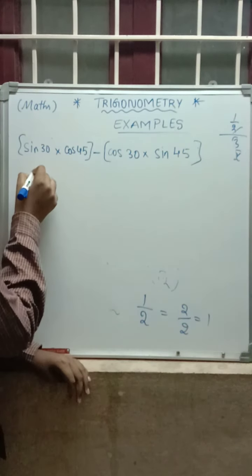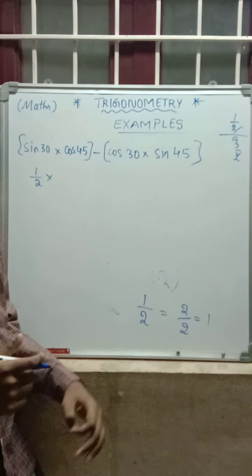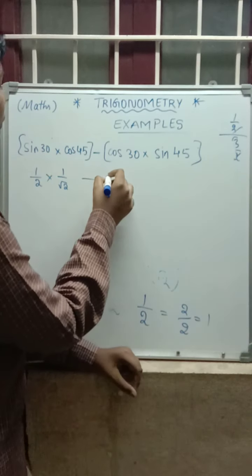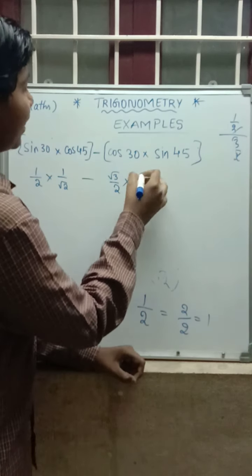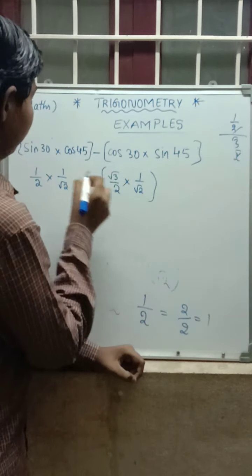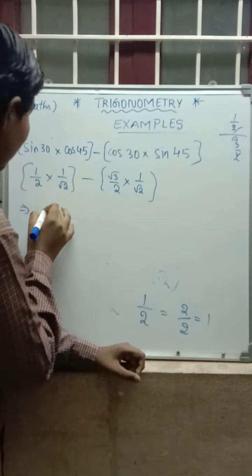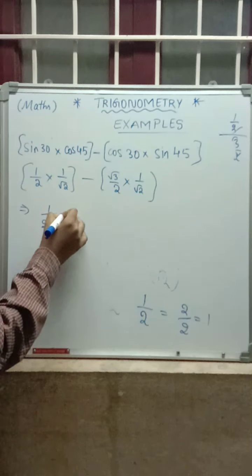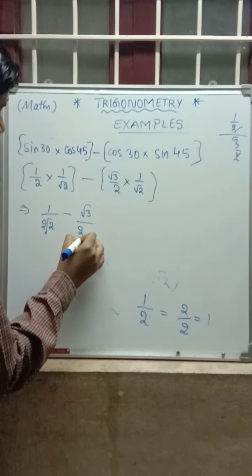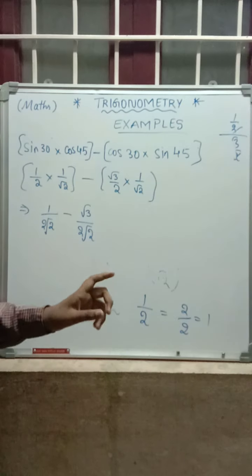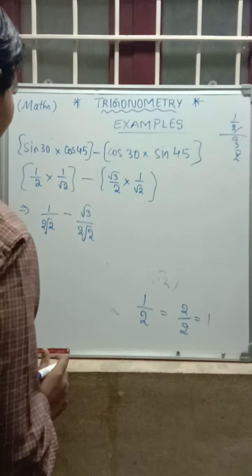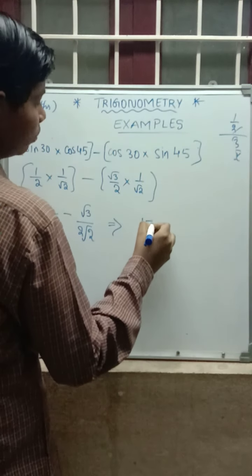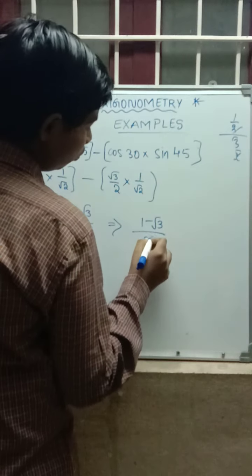Sin 30 is 1 by 2, 1 by 2 into cos 45, 1 by root 2. Minus cos 30 is root 3 by 2, root 3 by 2 into sin 45, it is 1 by root 2 again. So here 1 into 1, 1 by 2 root 2. 2 into root 2 is 2 root 2, minus root 3 by 2 root 2. Here denominators are same, so directly we can subtract the numerators. That is 1 minus root 3 by 2 root 2.